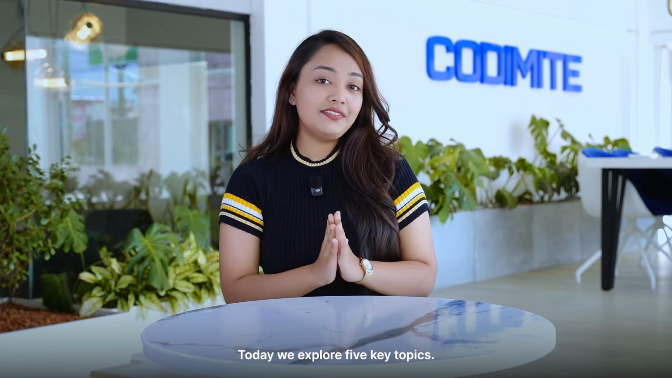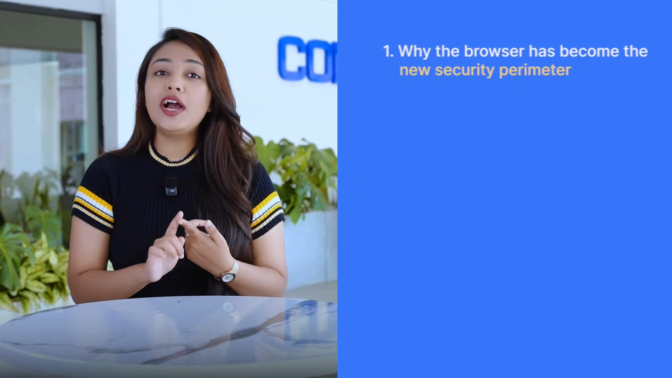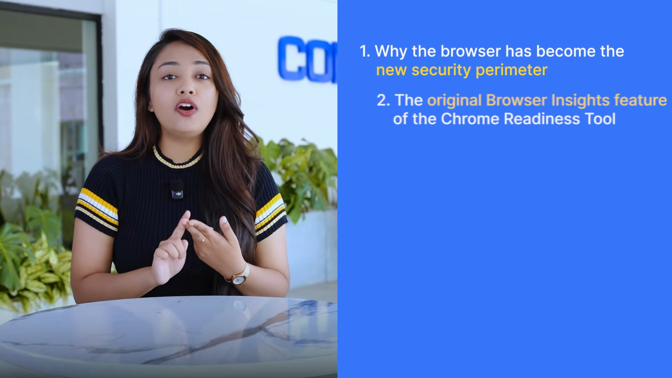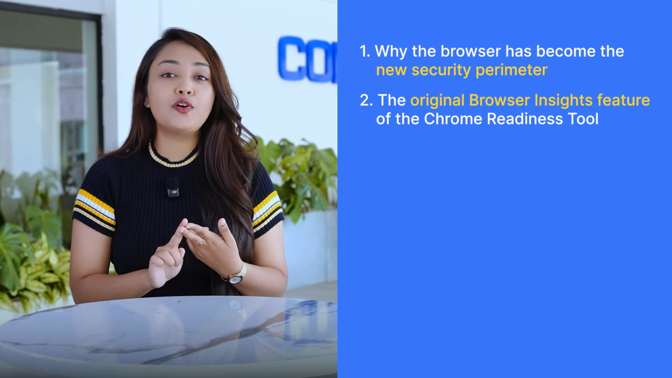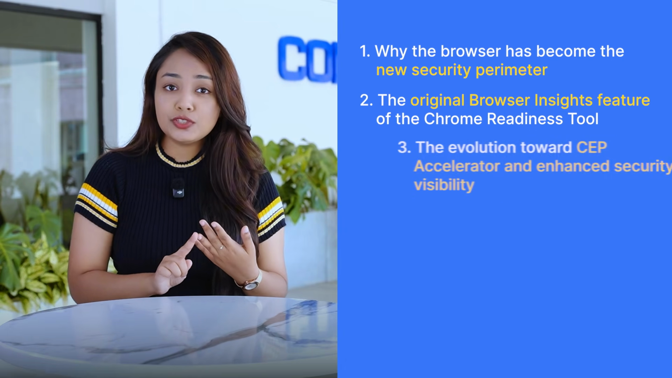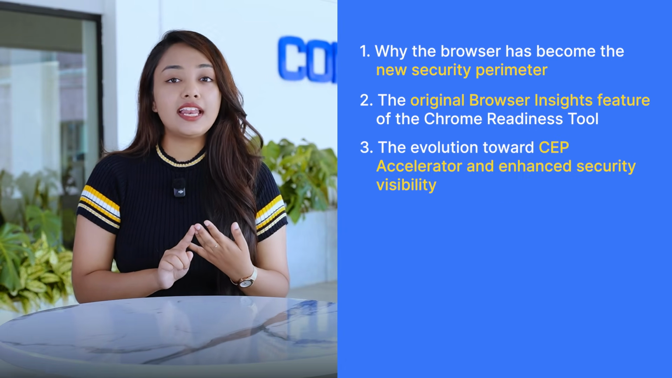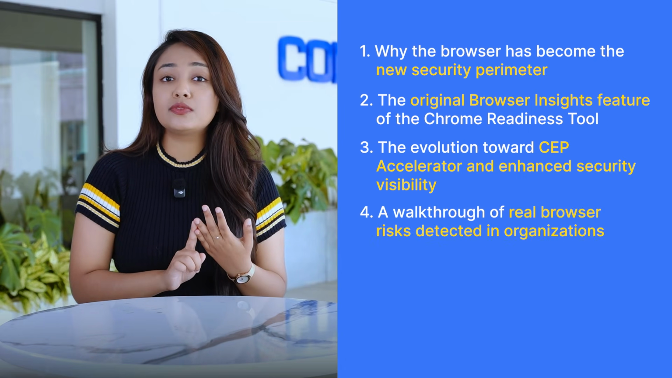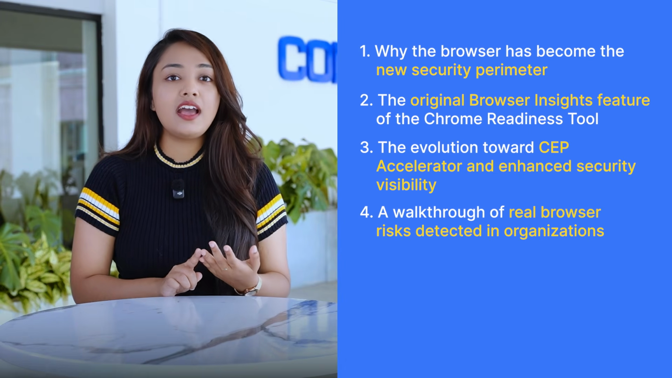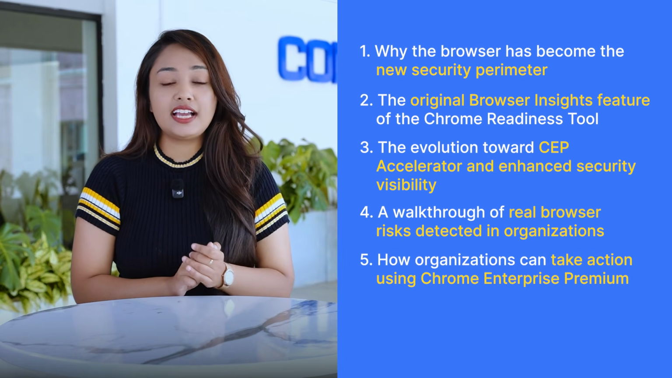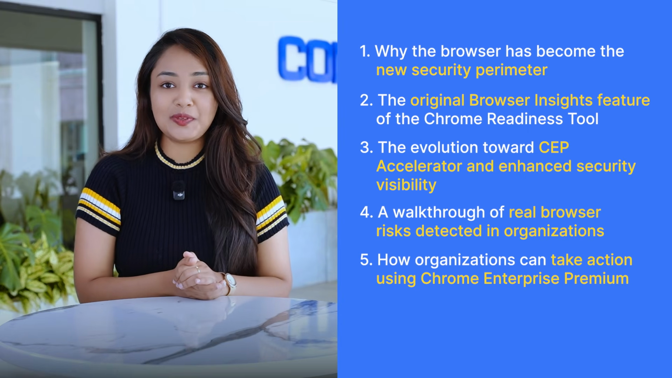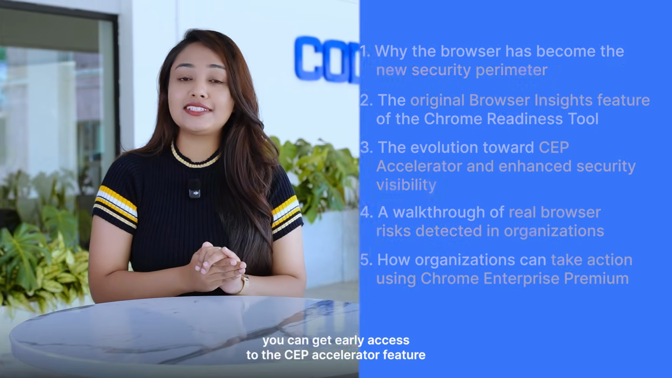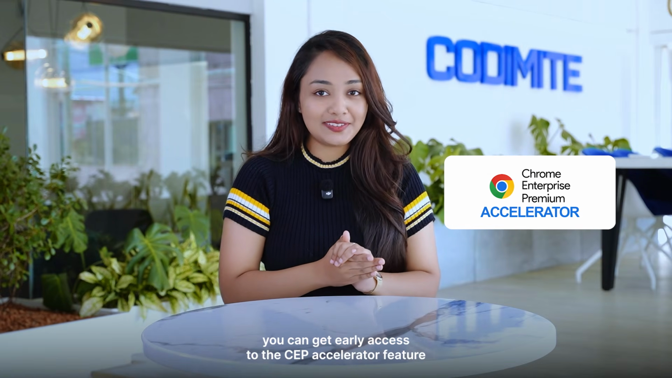Today, we'll explore 5 key topics. First, why the browser has become the new security perimeter. Second, the original browser insights feature of the Chrome Readiness Tool. Third, the evolution towards CEP Accelerator and the enhanced security visibility. Fourth, a walkthrough of the real browser risk detected in organizations. Fifth, how organizations can take action using Chrome Enterprise Premium. And at the end, we'll also show you how you can get early access to the CEP Accelerator feature.